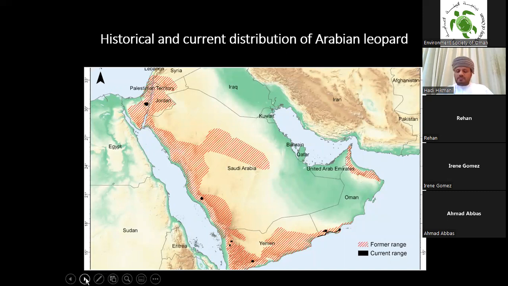The red lines on the map show the Arabian leopard's historical range. Today it is only found in the Dhofar Mountains of Southern Oman and in small pockets in Yemen, with the possibility of small numbers of individuals in Saudi Arabia. These black dots show the current range of the Arabian leopard in the Arabian Peninsula. The northern population is now considered extinct.